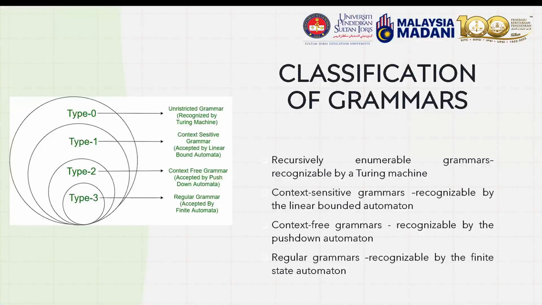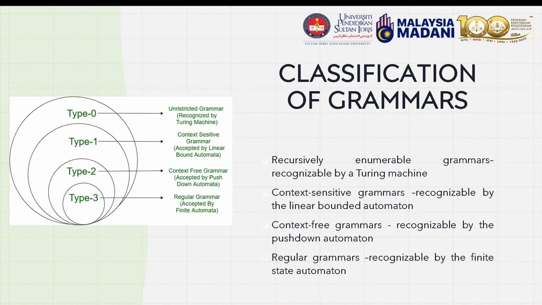Okay, and then we have classification of grammar. This one basically is used to define or to describe the syntax of programming languages. In the middle of the 1950s, Noam Chomsky, the researcher, described 4 classes of grammar as follows. We have type 0 grammar, type 1 grammar, type 2 grammar, and type 3 grammar. Type 0 grammar is unrestricted grammar recognized by a Turing machine. Type 1 is context-sensitive grammar accepted by linear bounded automata (LBA). Type 2 is context-free grammar accepted by pushdown automata. And then type 3 is regular grammar accepted by finite automata. Okay.